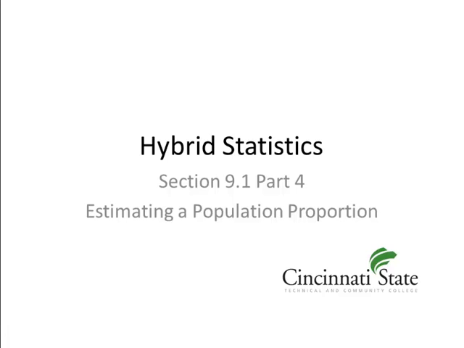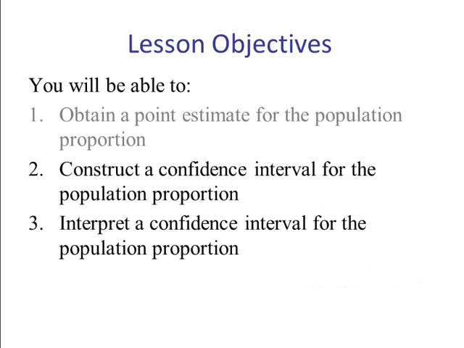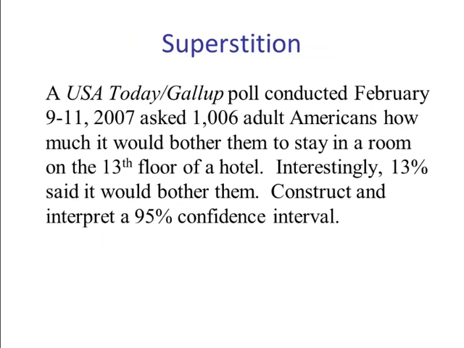Section 9.1, Part 4, Estimating a Population Proportion. Lesson objectives: construct a confidence interval for a population proportion. Interpret a confidence interval for a population proportion. We'll begin with an example.